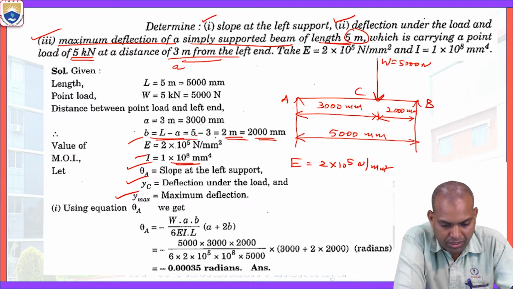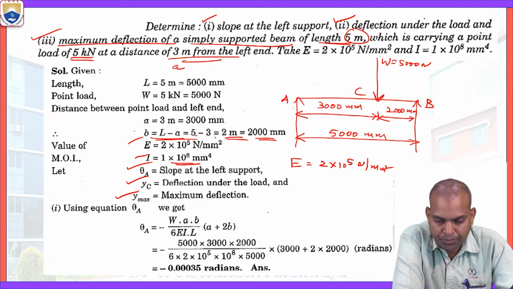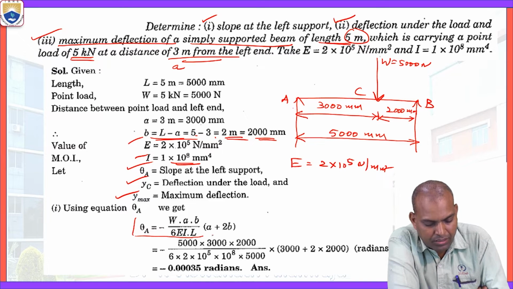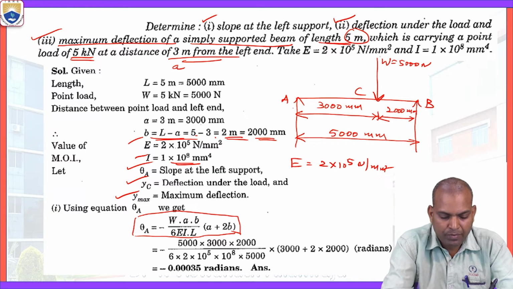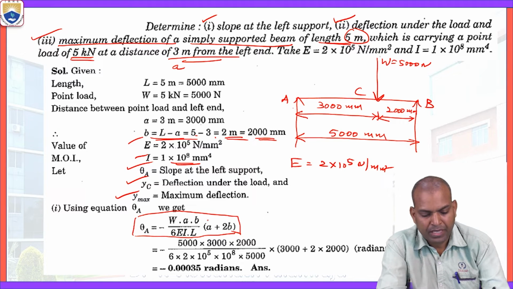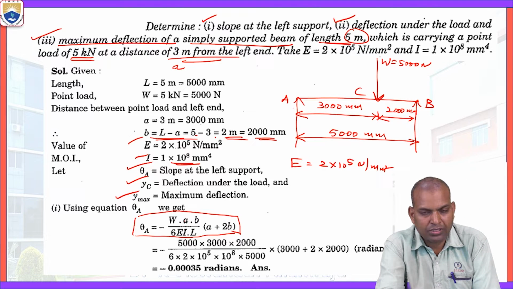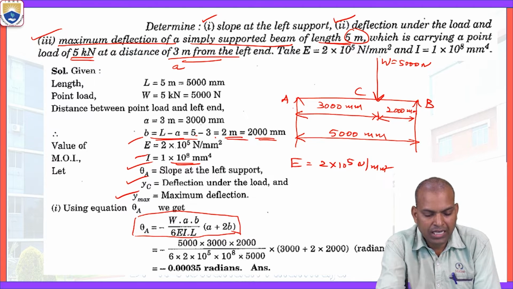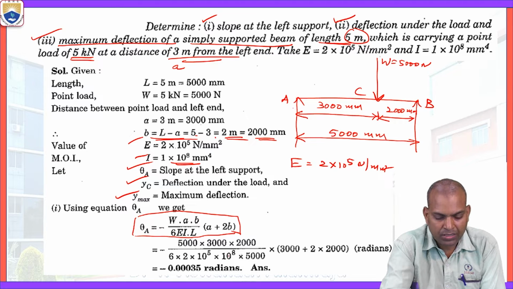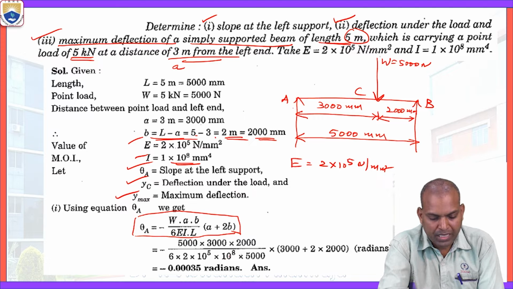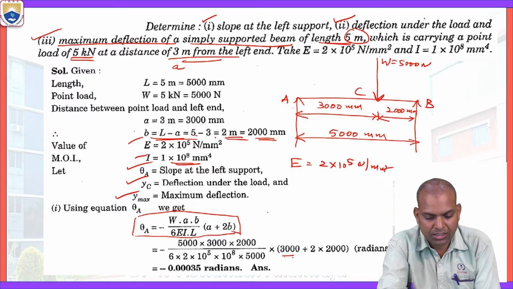So the first objective is the slope at the left support, theta A. This is the formula; substitute directly. That's it, we'll get it if you know the formula. W times A B by 6 E I L times (A plus 2B). A value is 3000 millimeters, B value 2000 millimeters, W value 5000 newtons. In 6 E I L, E is the modulus of elasticity 2 into 10 power 5 Newton per square millimeter, I value is 1 into 10 power 8 millimeter power 4, L value 5000 millimeters, times A, that is 3000, plus 2B, 2 into 2000.